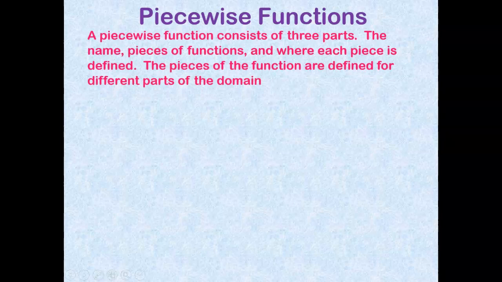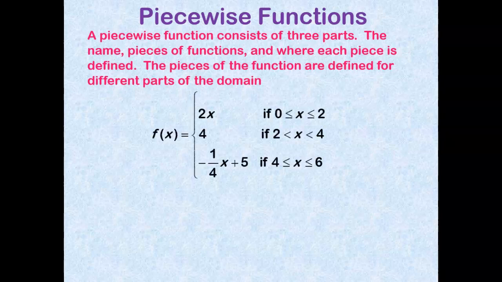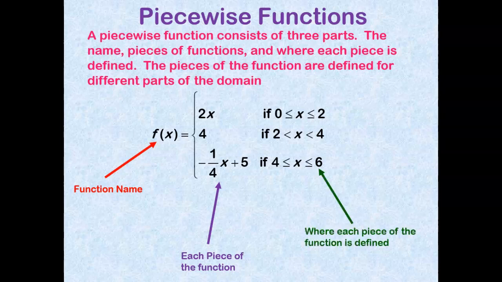Piecewise functions consist of three parts: the name, the pieces of the function, and then where each piece of the function is defined. The pieces of the function are defined for different parts of the domain, so we have to be careful with that. So this is an example of a piecewise defined function. It has a name, and you can call it anything: f of x, a of x, b of x, whatever you like. Then it has the actual pieces, which are defined by using the different functions that we've studied. And for each of those pieces, the third thing is where it's defined.